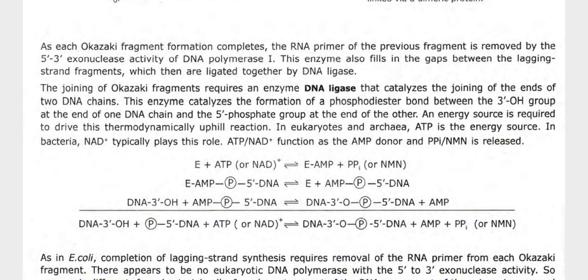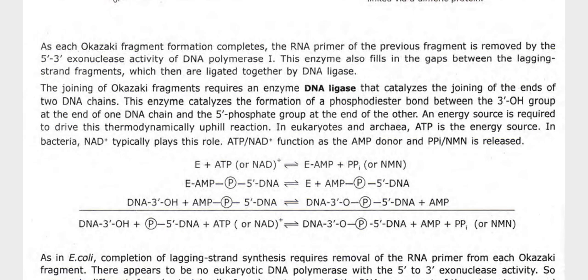The joining of Okazaki fragments requires the enzyme DNA ligase, which catalyzes the joining of the ends of two DNA chains. This enzyme catalyzes the formation of a phosphodiester bond between the 3' OH group at the end of one DNA chain and the 5' phosphate group at the end of the other. An energy source is required to drive this thermodynamically uphill reaction. In eukaryotes and archaea, ATP is the energy source. In bacteria, NAD+ typically plays this role.